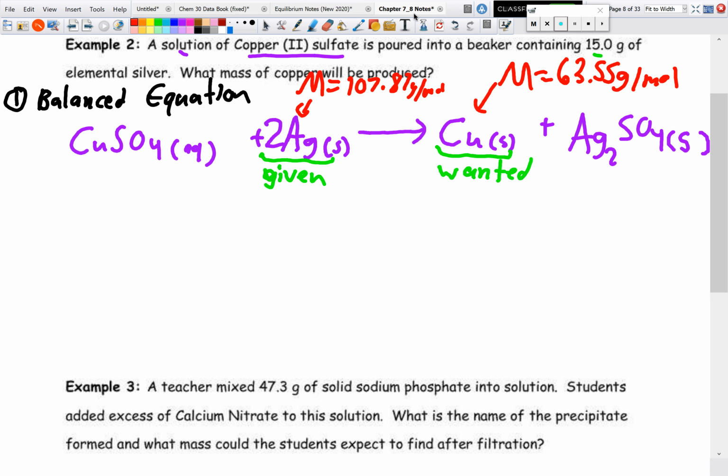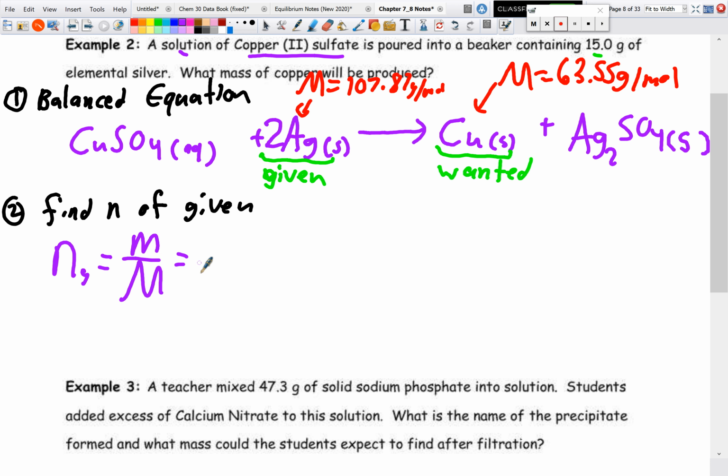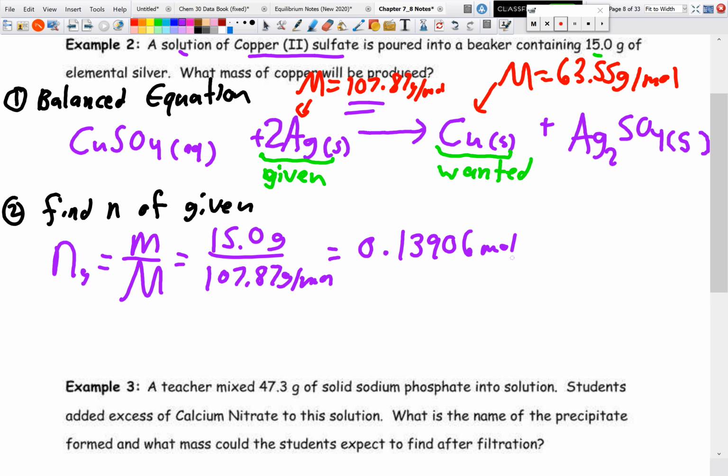gravimetric stoichiometry. So our next step, step 2, is we find the number of moles of our given. Where we're only dealing with gravimetric stoichiometry, that means number of moles of the given is equal to mass over molar mass. So our mass is 15.0 grams. The molar mass for silver, which we just calculated up here, is 107.87 grams per mole. And we have the number of moles of 0.13906 moles.